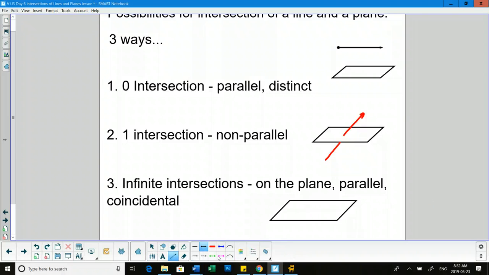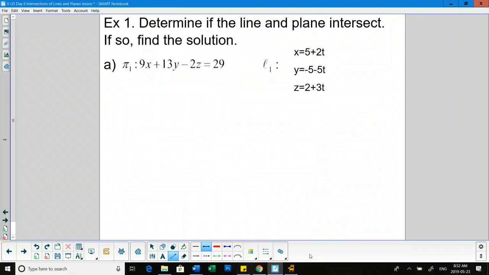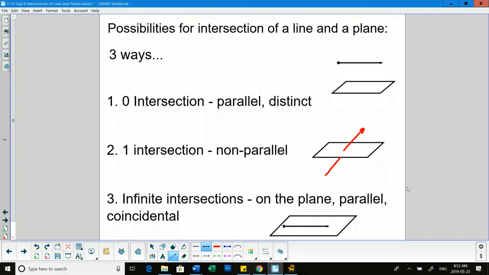Or I can have a line that's right on my plane, which means that it's inside the plane, and then I'm going to have infinite points of intersection there. So those are the 3 visuals of what we can have.